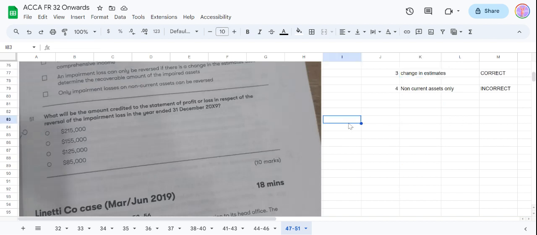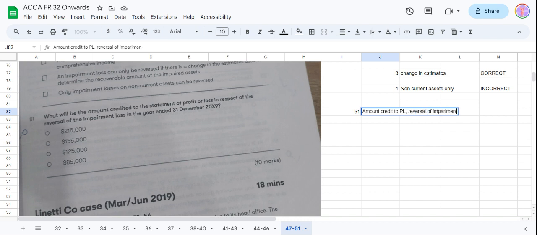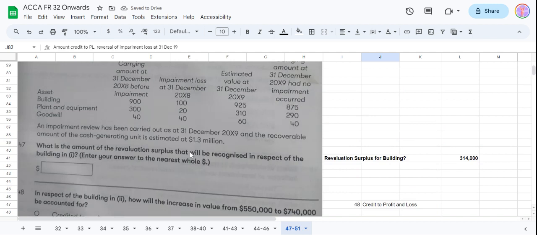Okay, the last one, 51. What will be the amount credited to P&L in respect of the reversal of the impairment loss? Looks like in the facts there is some reversal of impairment loss, at 31st December 19. So let's look at what they have given about this.